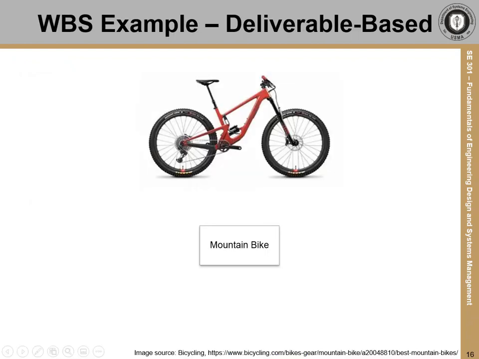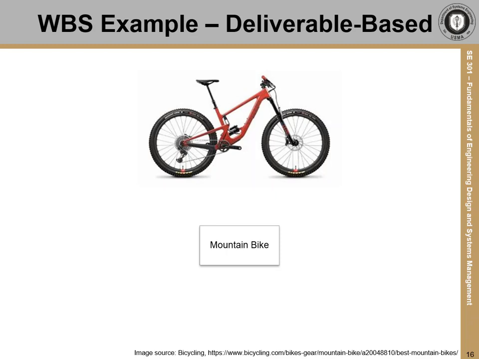Now let's walk through a couple of examples of work breakdown structures. The first example is the deliverable-based approach. In this approach, each block contains a deliverable. You'll see that they are all nouns to keep focus on what is being produced or delivered. For this example, the objective of the project is to produce a mountain bike.